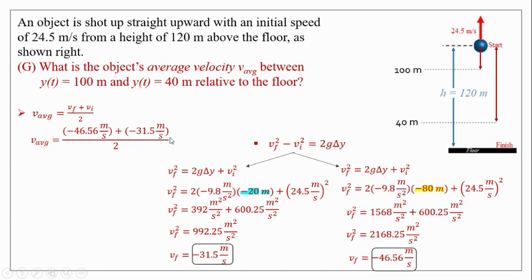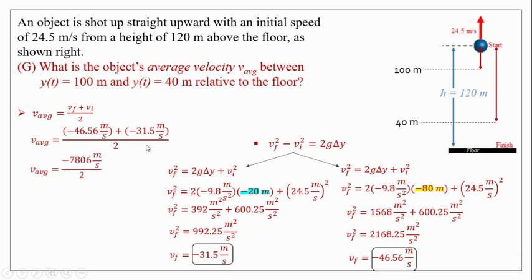Whichever you want to call VI and VF doesn't really matter because you're just adding these two values anyways. So you have a negative plus a negative, so whether you put the 31.5 first or the 46.56 first, it doesn't really matter. You're still going to get the same sum in the numerator.